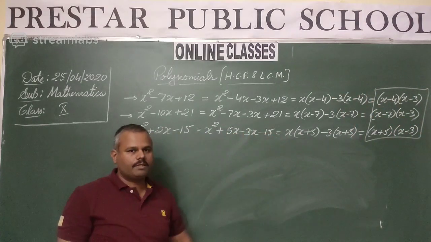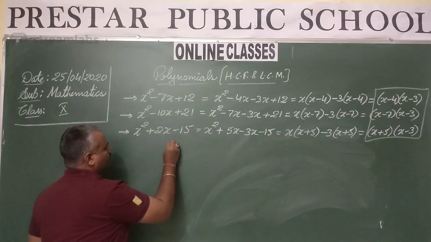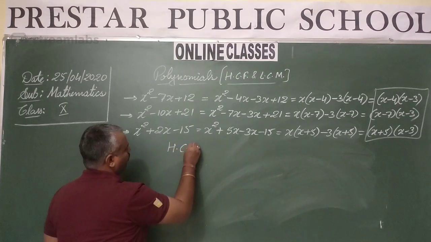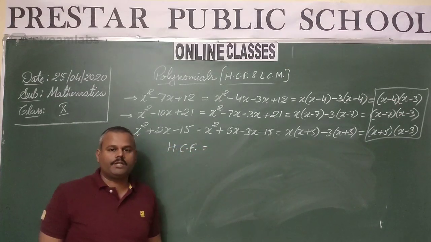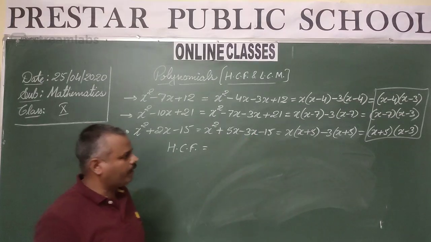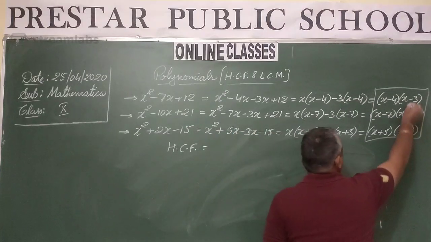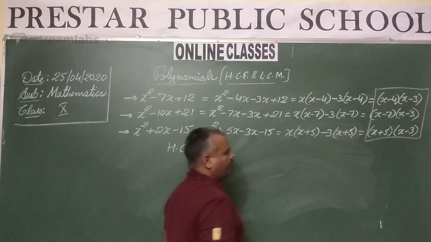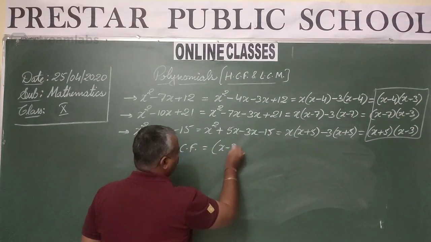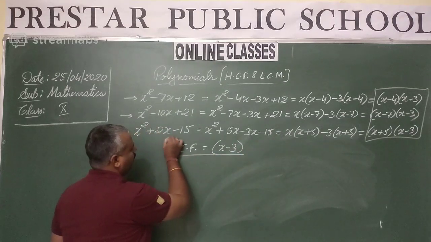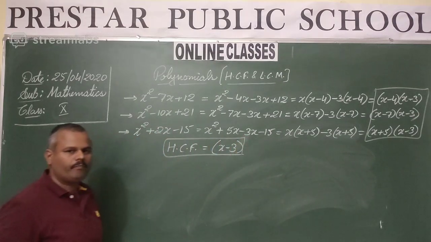We got the factors. Now comes, if you are asked about the HCF. In case HCF is asked, the highest common factor, you have to take the common factors which are there in all these three. So the common factor is x minus 3, only one is there. So HCF of these three expressions is x minus 3.